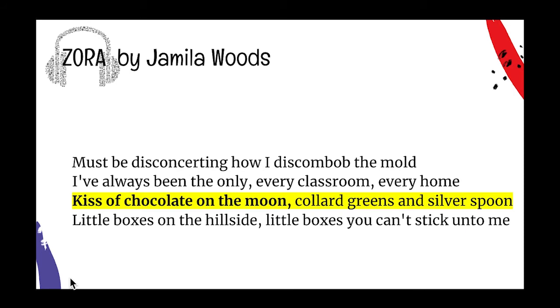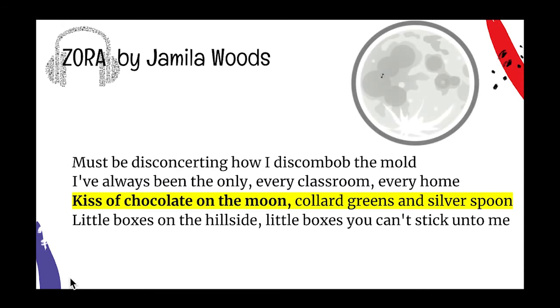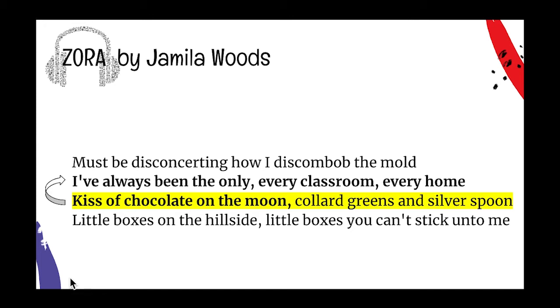So what does the writer mean by kiss of chocolate on the moon? Think about the colors in this image of the chocolate and of the moon. Maybe also think about the size. How would the kiss of chocolate compare to the size of the moon? Probably pretty small. If the speaker felt like this kiss of chocolate on the moon, maybe they feel lonely, small, insignificant, or unnoticeable. How does it relate to the previous line of the poem?